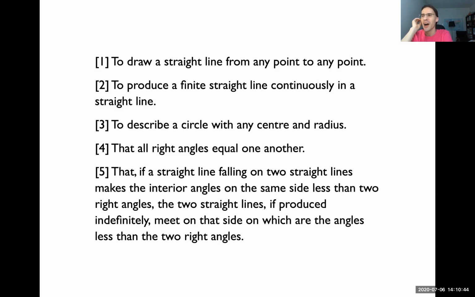For example, a point is that which has no part. A line is a breadthless extent. Okay, I'm not sure about the wording of that one. And then it goes through several. But then you get to these 5 axioms. So what are the 5 axioms? The first one is to draw a line between points.